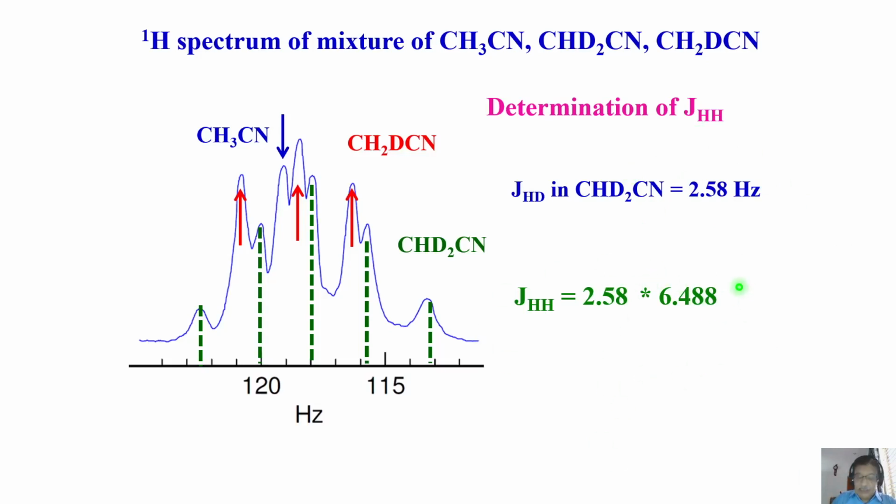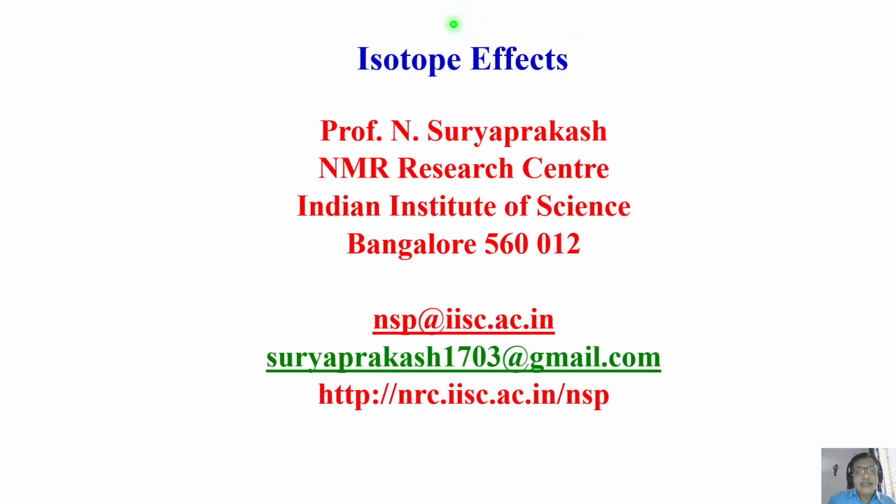Multiply with the gamma of deuterium, and the coupling you get for CH3CN, the proton-proton coupling, is 16.74. Indirectly we got the JHH between the protons in CH3CN, although in the proton spectrum we get a single peak. This is a very important point.